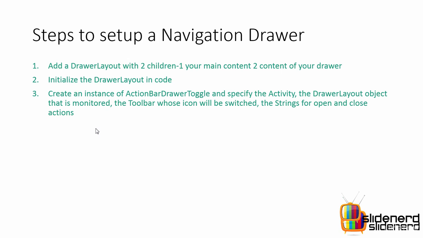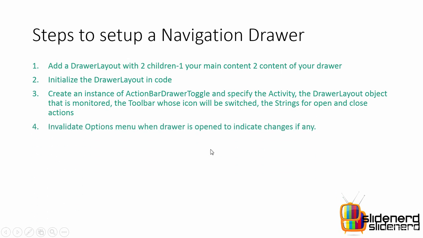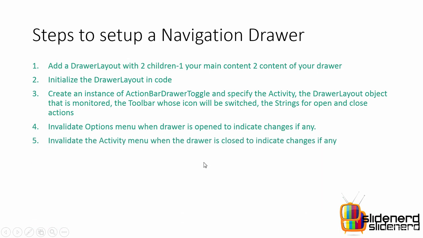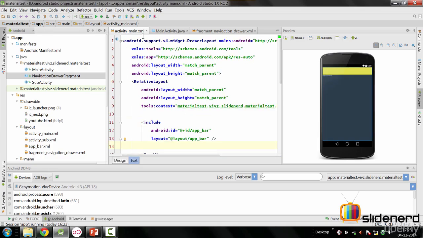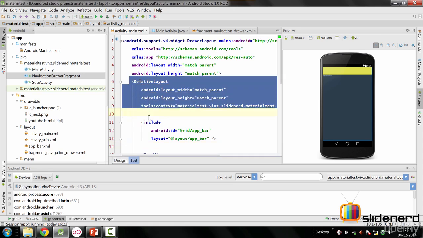Here you need to specify the activity where you want to display the navigation drawer, the drawer layout object from your XML file that is to be monitored, the toolbar, the icon you're going to switch when the drawer opens or closes, and the strings for opening and closing actions. Other than that, all you need to do is invalidate the options menu when the drawer is opened and invalidate the options menu again when the drawer is closed to indicate changes if any, and we'll take a look at these steps in detail.